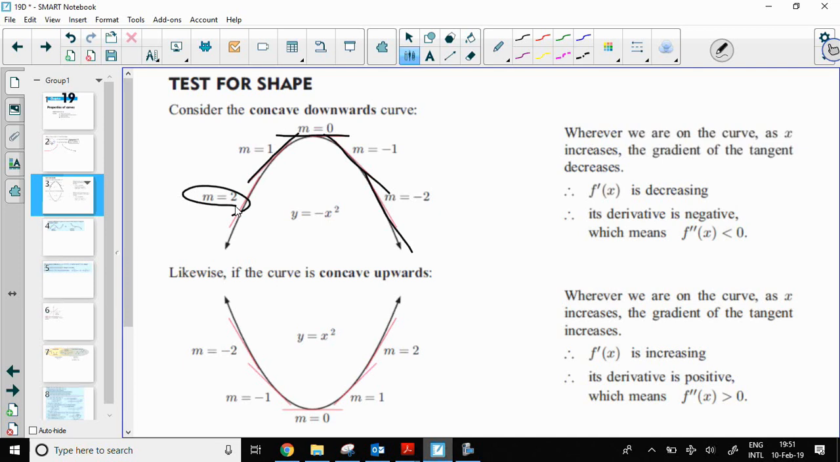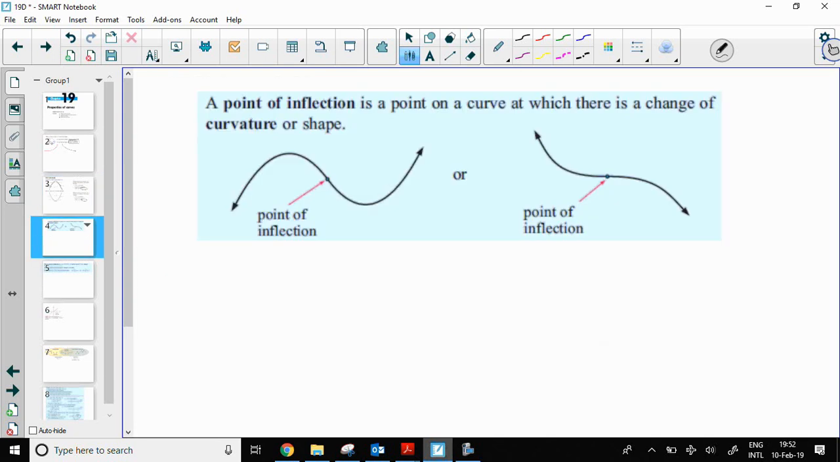Now, when our function is decreasing, our derivative is negative. So if our derivative is decreasing, that means that our second derivative is negative. And likewise, down below, if it's concave up, then our derivative is increasing, which means that our second derivative is positive. So that's what concavity is all about. Our graph is concave down if the second derivative is negative, and concave up when the second derivative is positive. Where that concavity changes is called a point of inflection.